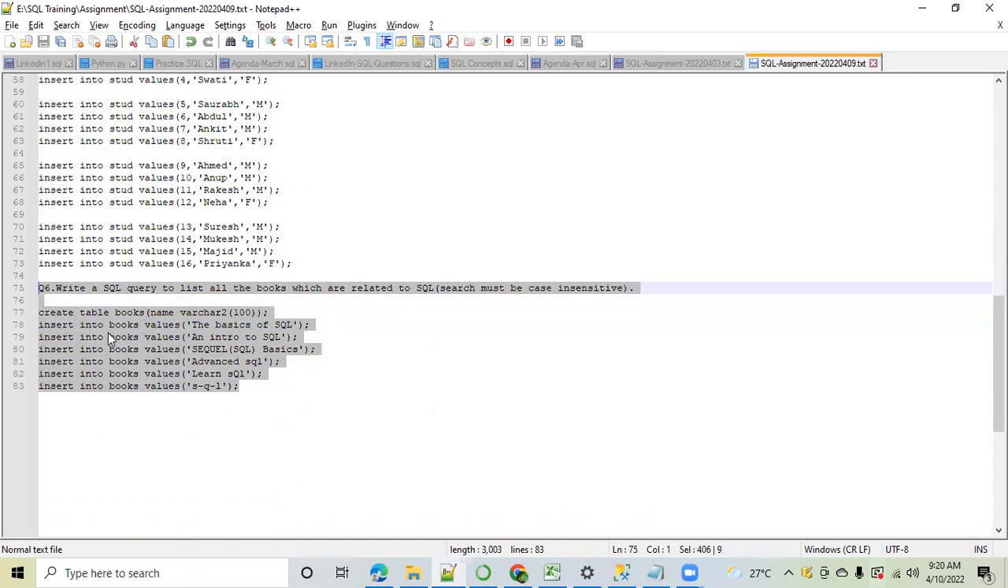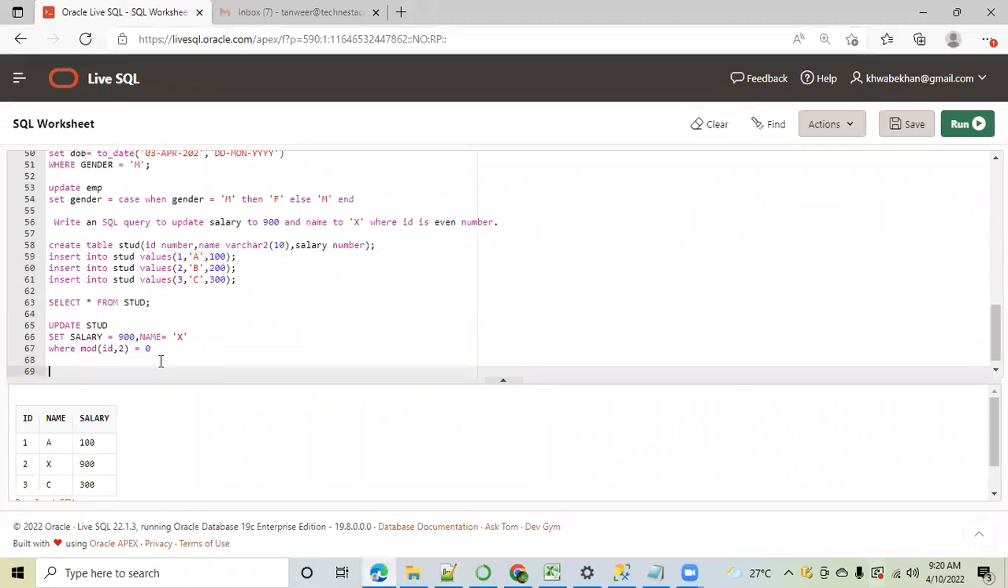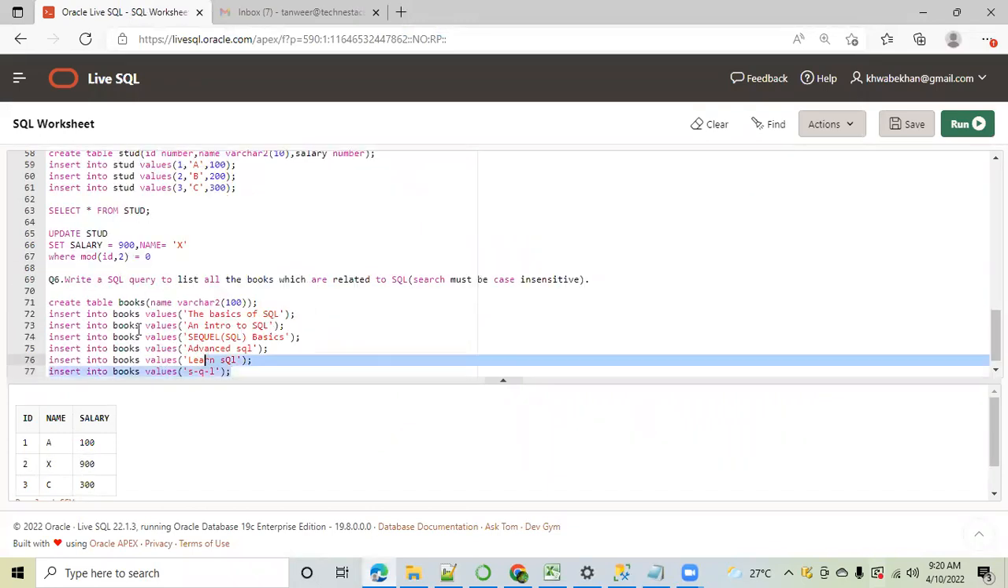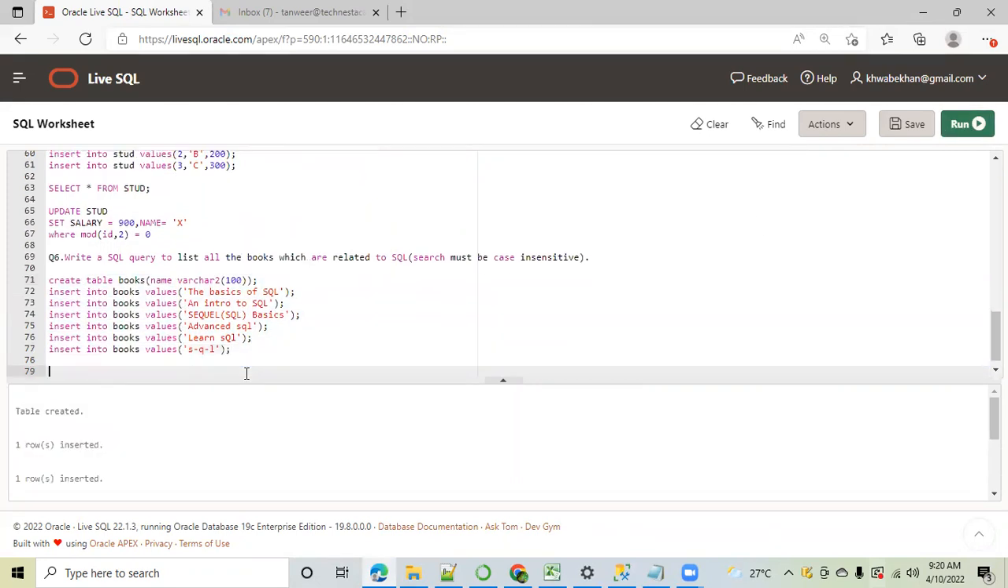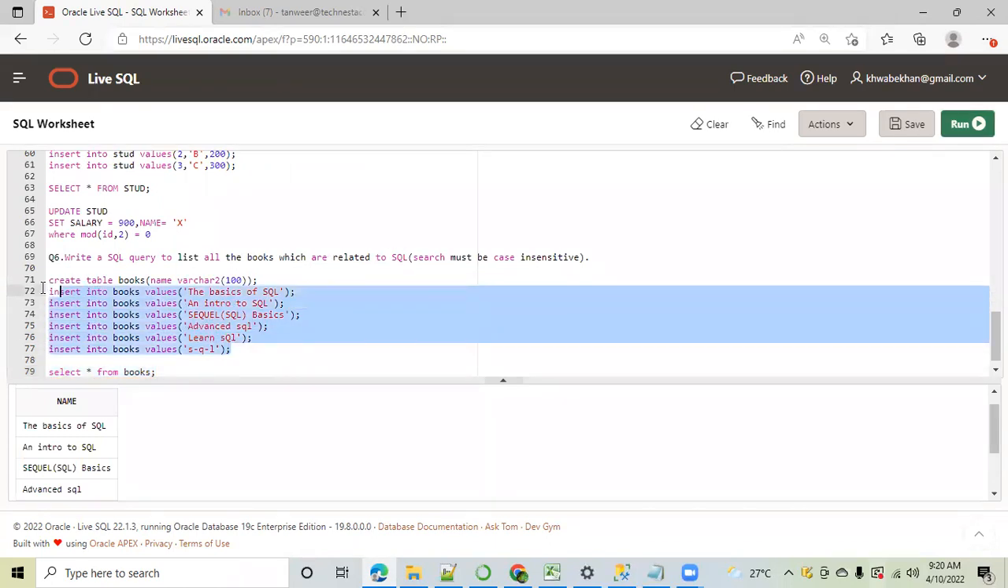Exactly the same as that. Practice SQL query to list all the books which are related to SQL. This is a very interesting question. So this is your books table. These are the names of the books. Now the question is, write a SQL query to list all the books which are related to SQL. I want all the books which are related to SQL. So just manually, can you tell me which books are related to SQL?